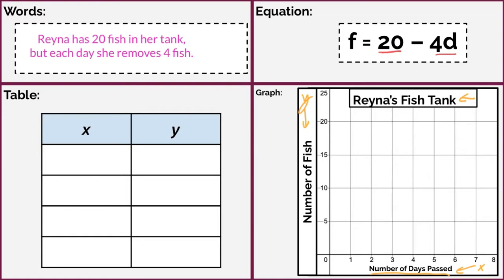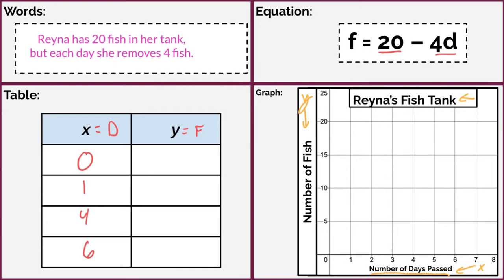All right, so now that we have that information, let's create a table. Again, we're going to create a table knowing that our x is going to be the number of days passed, so that's going to be our d, and our y is going to be our f, the number of fish. We can pick any x's that we want to plug in, but let's take a look at our graph, and it stops at 8 days, so we probably don't want to go past that. So I'm going to pick 0, always an excellent number to start with, and then 1, and then 4, and then I'll pick 6. I could have picked any number that I wanted, but I probably want to pick numbers that are going to show up on my graph.